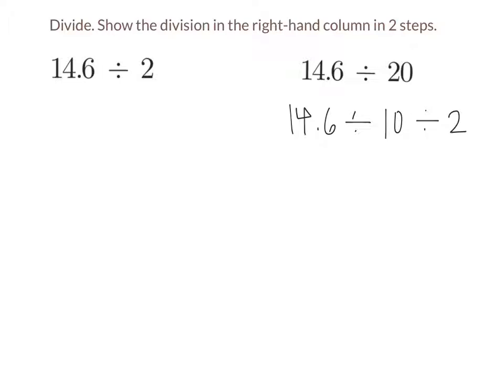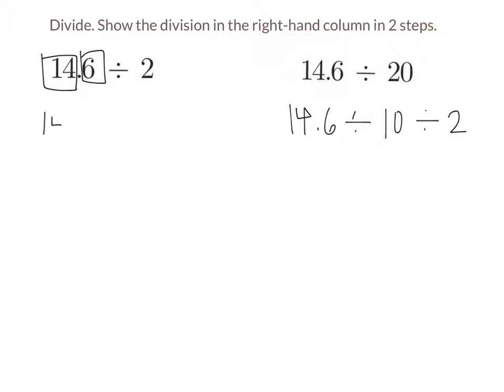We're first going to do 14.6 divided by 2. Now, 14.6 divided by 2. Is there a way for us to split this number up so that there's 2 parts that are compatible with 2? Yes. What if I look at 14 ones and 6 tenths? Can we split that number up to be 14 ones and 6 tenths? Yes. Okay.